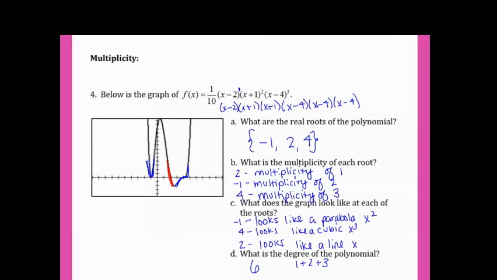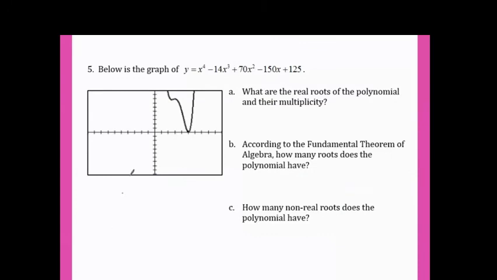So let's look at another graph. Here we have the graph of x to the 4th minus 14x cubed plus 70x squared minus 150x plus 125. What are the real roots of the polynomial and their multiplicity? Well, it only touches the x-axis once at 1, 2, 3, 4, 5. So 5 is our root, and it has a multiplicity. We can tell its multiplicity by the shape that it makes when it touches the 5. So since it makes a parabola shape, we know it's like an x squared, so it has a multiplicity of 2.